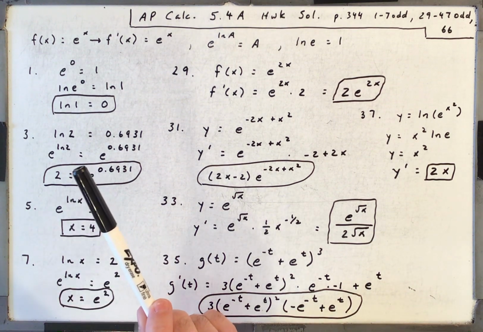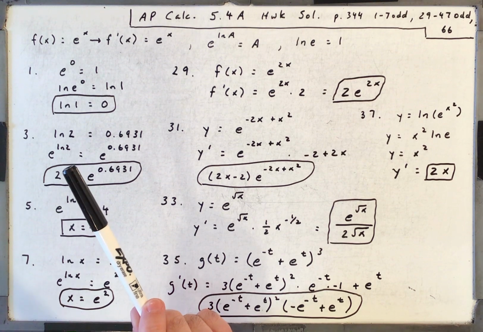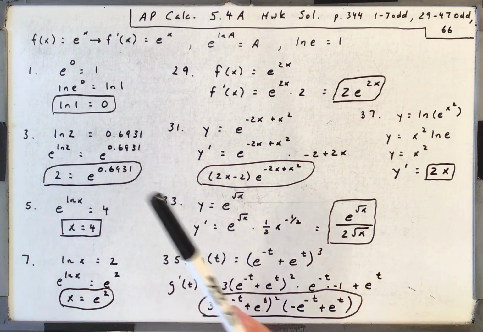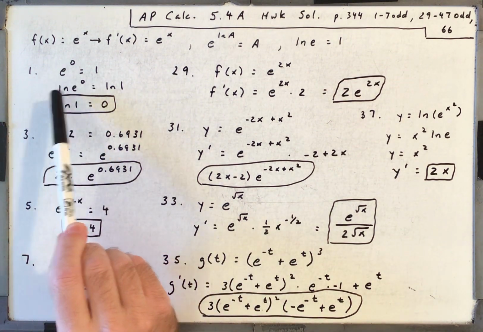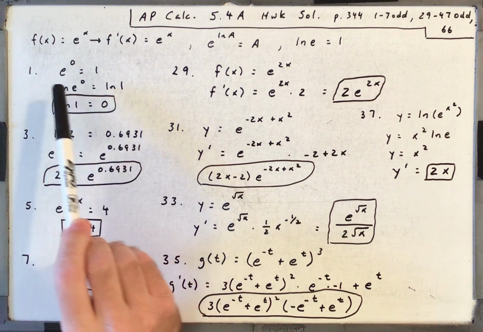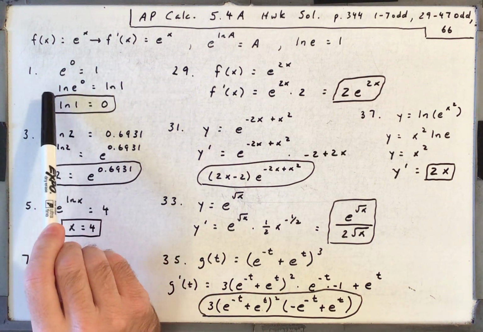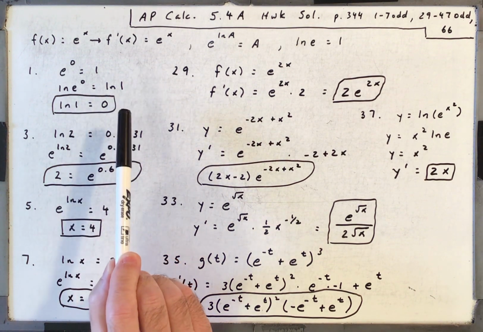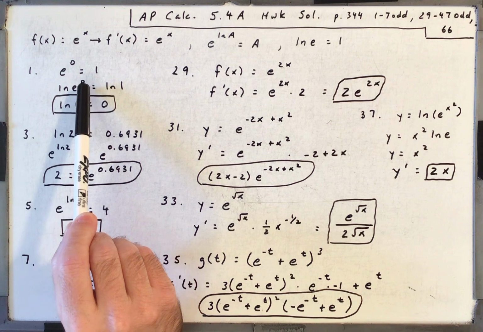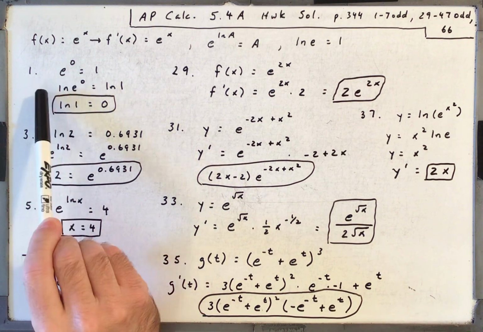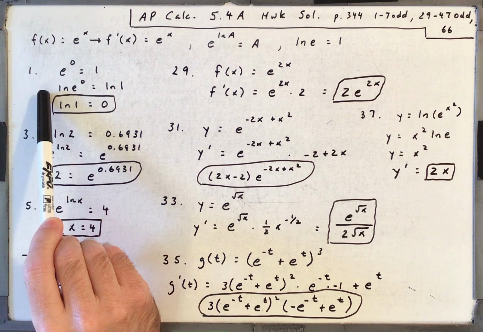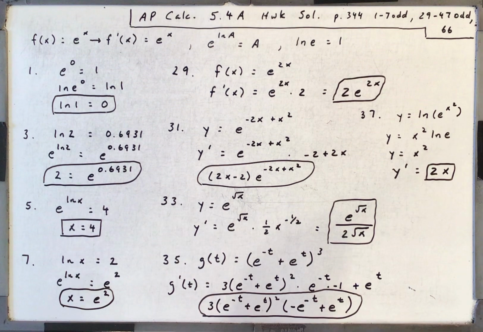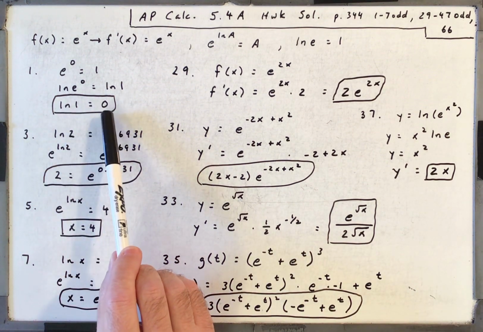For number 1, we are supposed to write the exponential equation as a logarithmic equation or vice versa. All right, so for number 1, to get it into a logarithmic equation, I'm going to take the natural log of both sides. So we have natural log of e to the 0 is equal to the natural log of 1. And then if I pull that 0 out front as a coefficient, I'd have 0 times the natural log of e, which is 0, is equal to the natural log of 1. And we know that's true. The natural log of 1 is equal to 0.